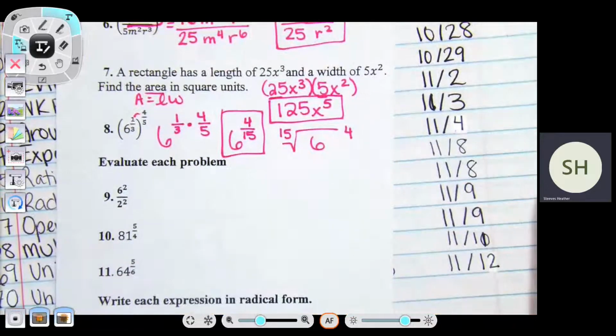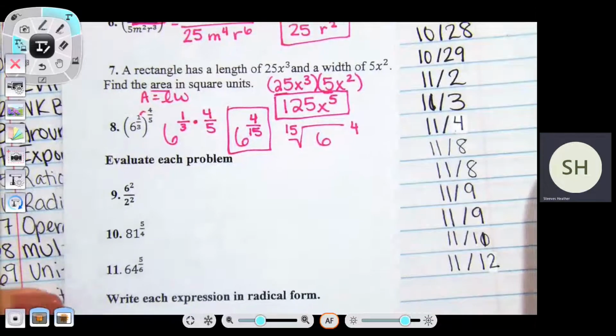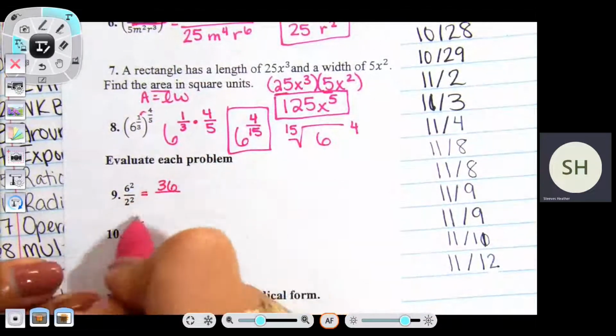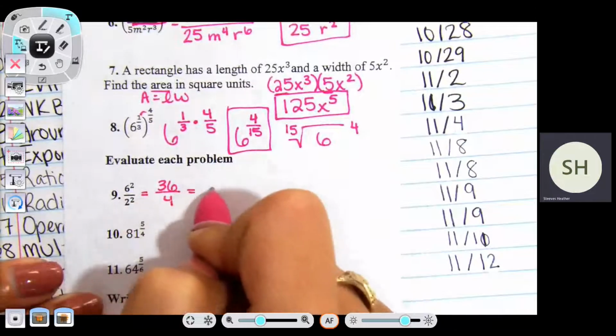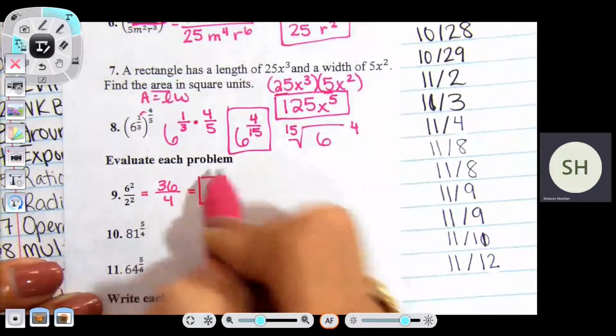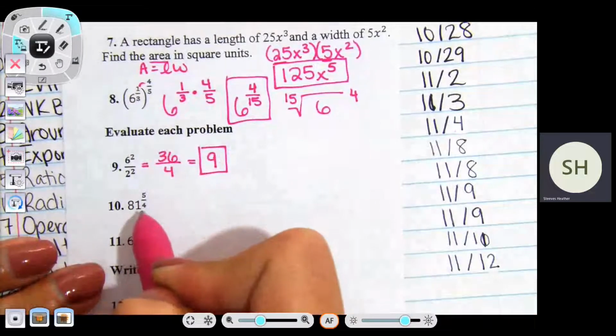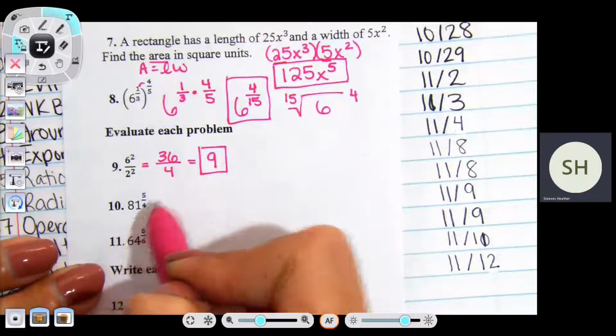For these ones, you're going to evaluate. Evaluate is another word to solve. 6 squared makes 36. 2 squared is 4. 36 divided by 4 is 9. 10. This you can't technically solve right away, but we're going to change this from exponential form to radical form.